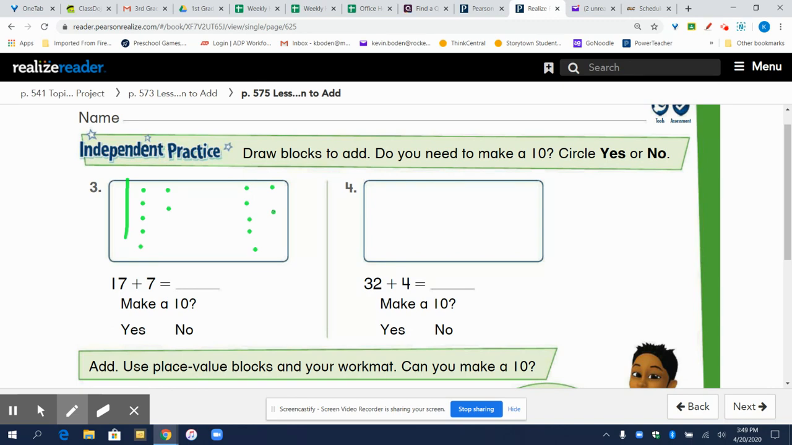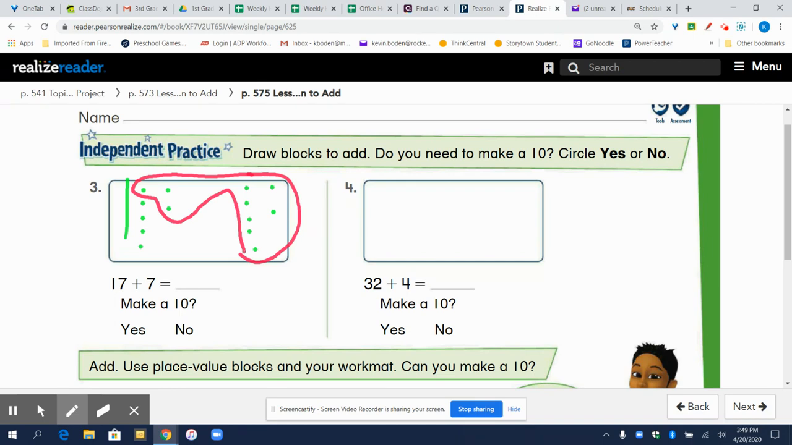Yes or no? Please pause the video, answer the question, see what you got. Can we make a 10? So let's find out right now. I'm going to select a different color. And there's 7 over here. So that means I have to circle 8, 9, and 10 more. And now I have another 10.